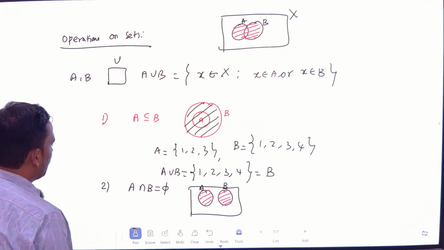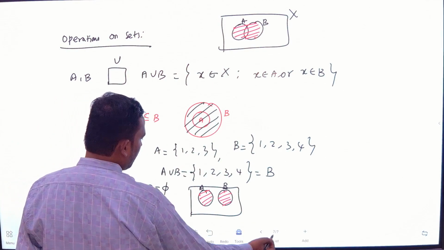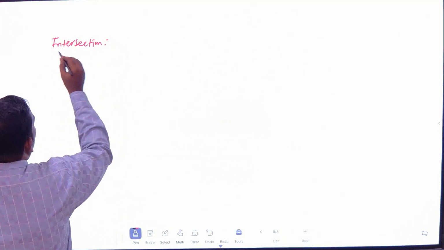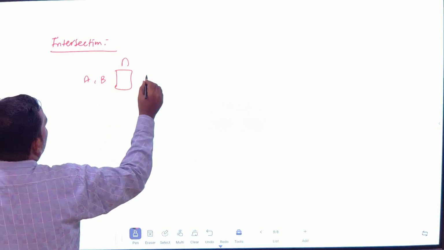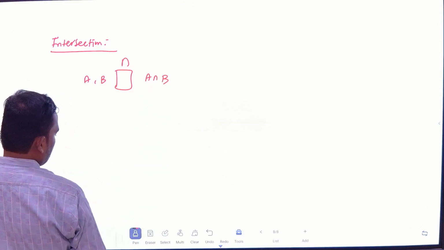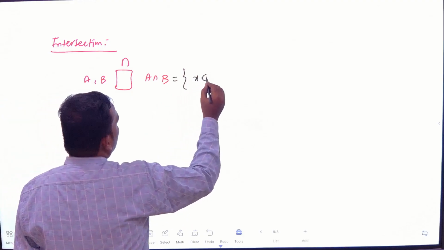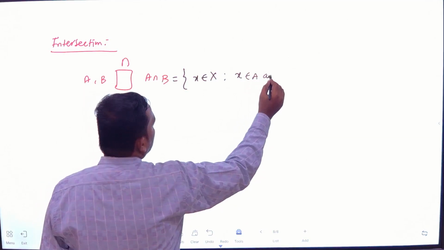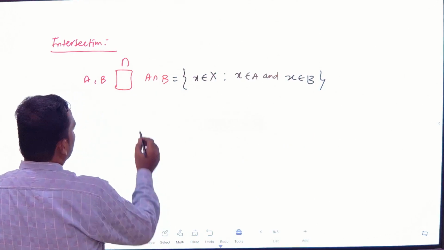Okay, good. So next, you can see the intersection, right? Next set operation is intersection. Take A and B; A intersection B is the output. So what is the definition? The collection of all the elements x such that x belongs to A and x belongs to B. Both will be there. Then what is the diagram?